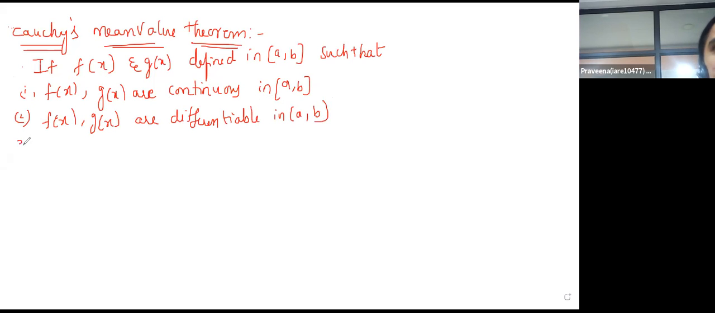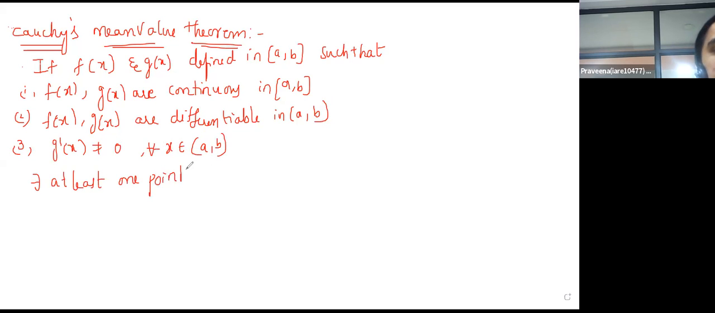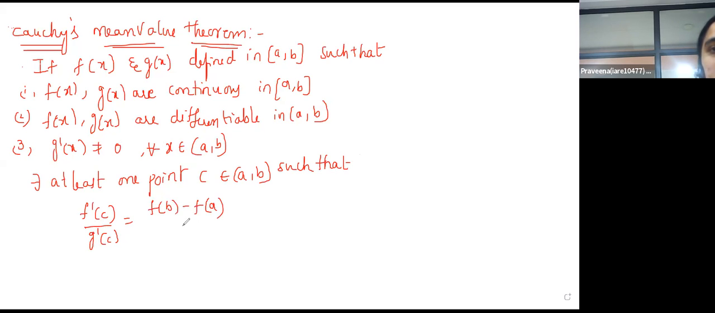Third one, g dash of x not equal to 0 for all x belongs to a comma b. Then there exists at least one point c belongs to a comma b such that f dash of c by g dash of c is equal to f of b minus f of a by g of b minus g of a.